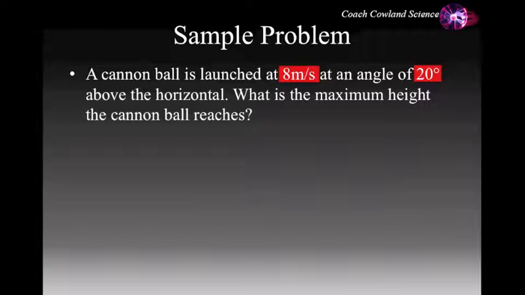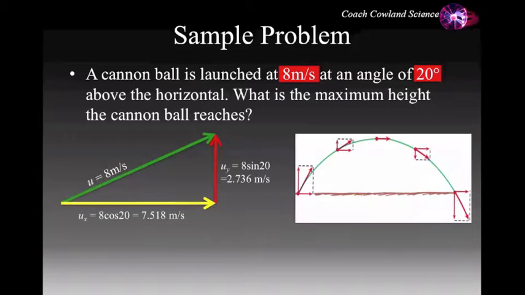This time, instead of listing the variables first, I'm going to do the diagram first. The diagram on the left gives me my vertical and horizontal component of the initial velocity. I also know that at its maximum height, its final velocity in the y is going to equal 0.